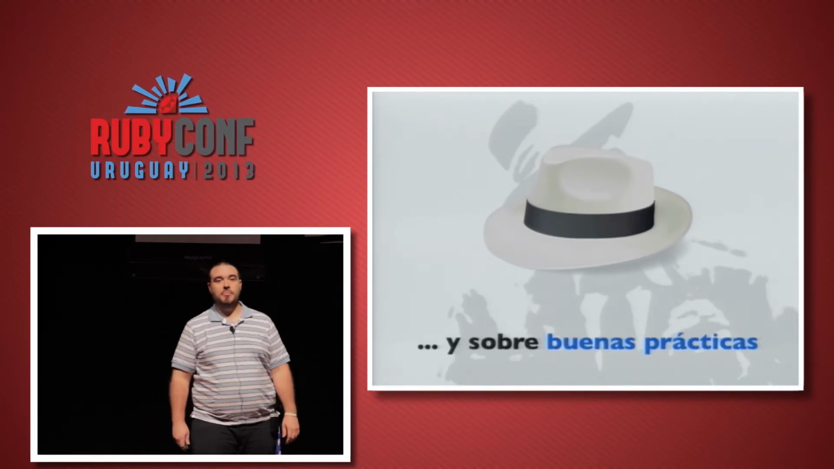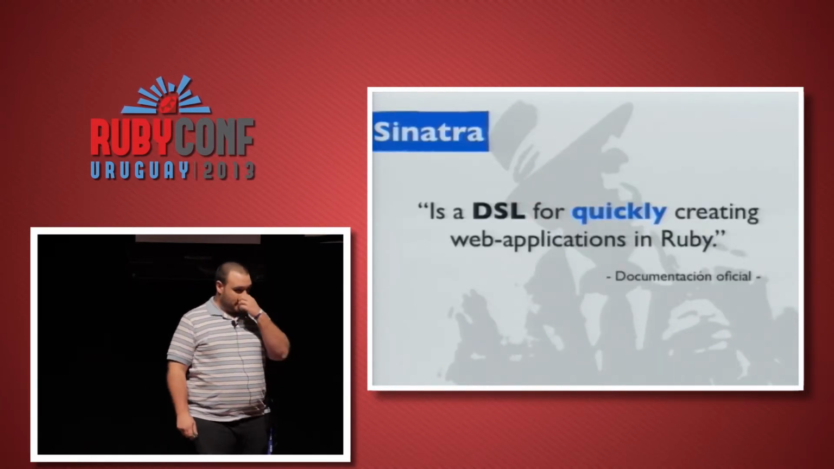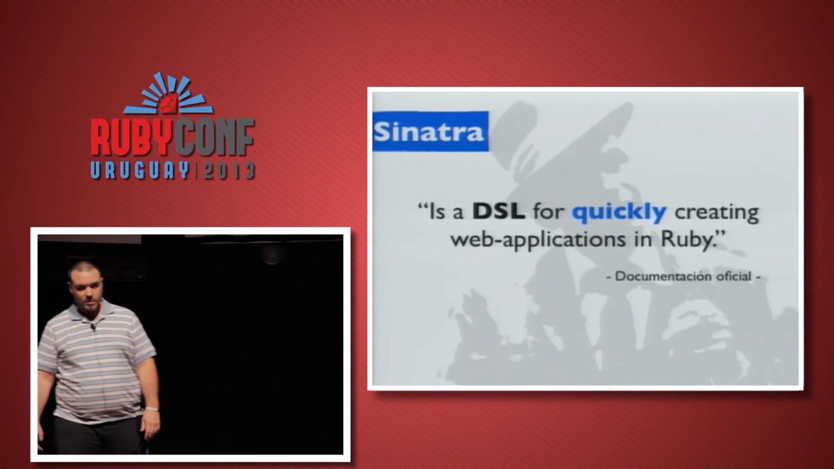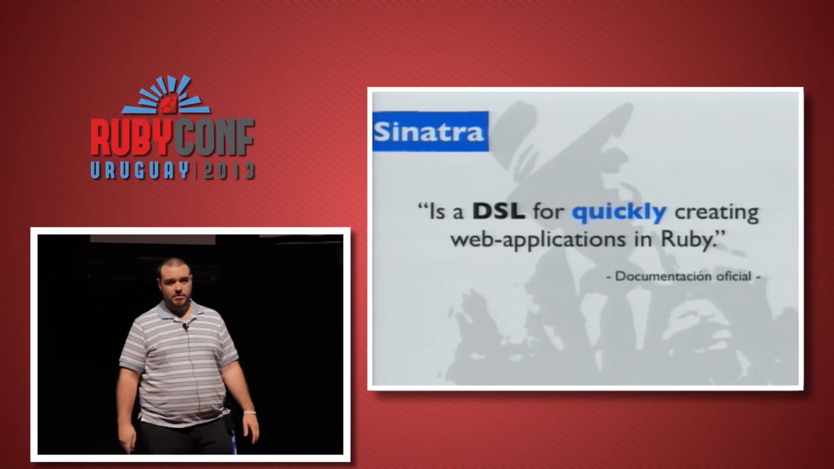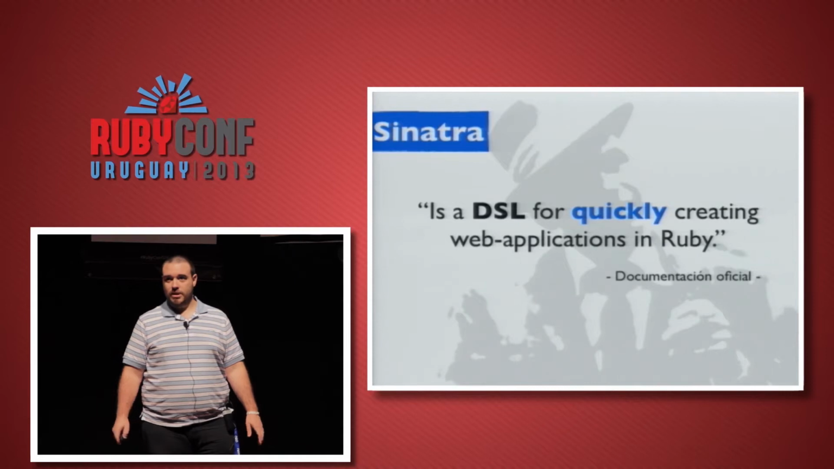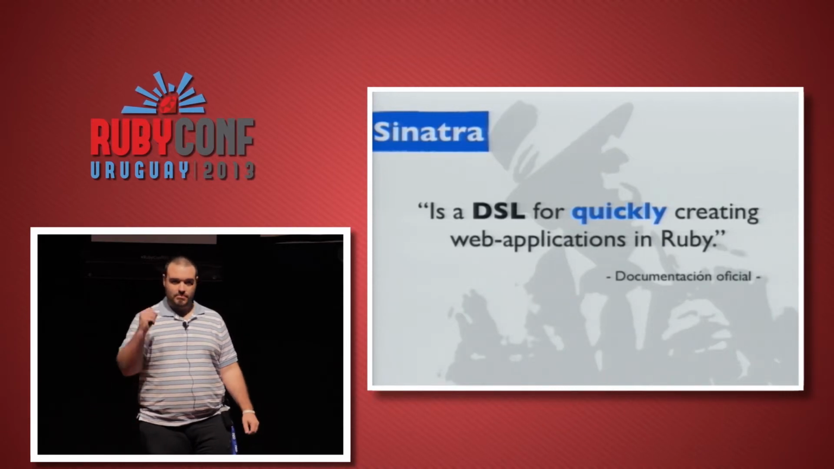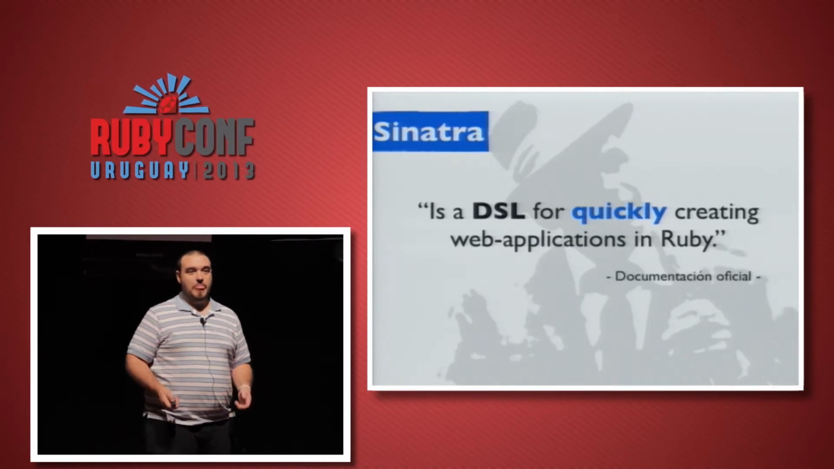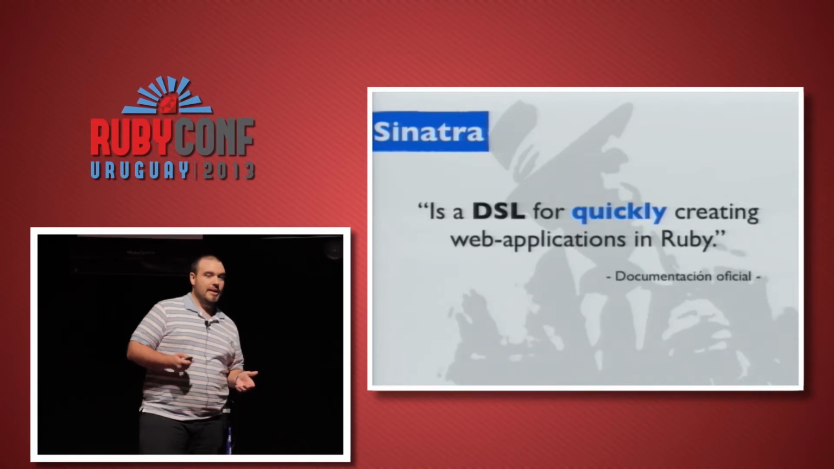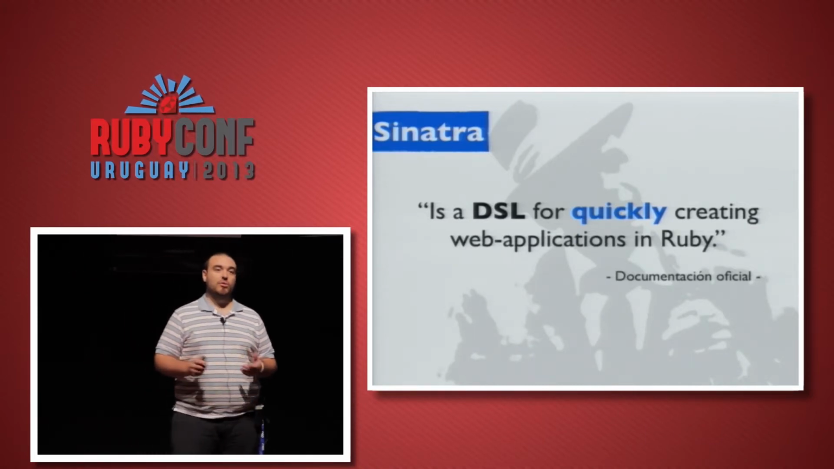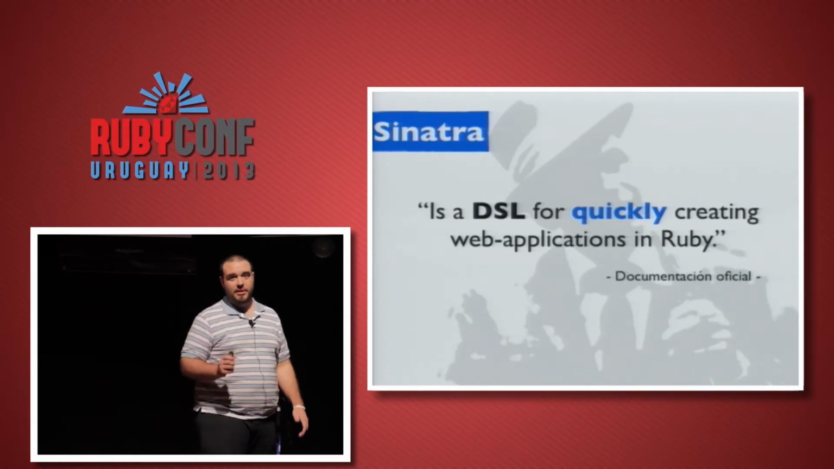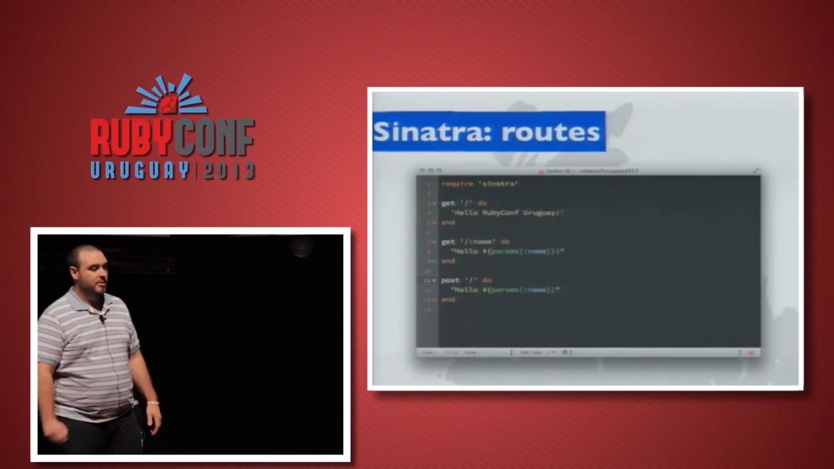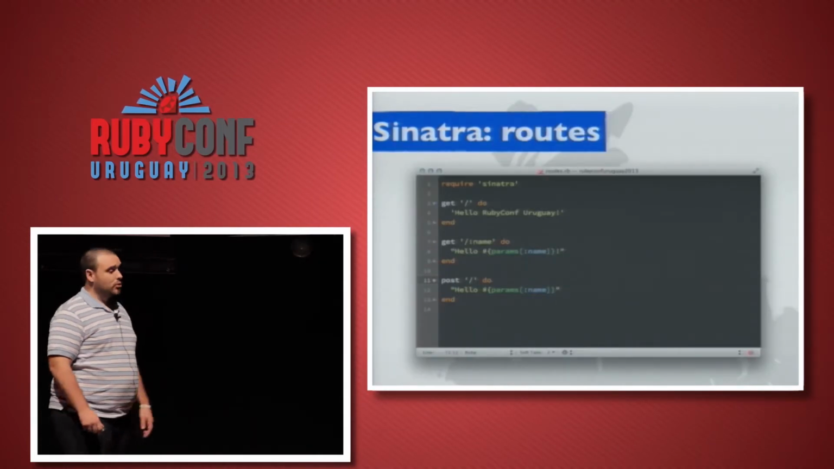So this talk is about Sinatra, but also about good practices. Sinatra, as you may be aware, is a DSL for rapid web applications. Is there anybody who doesn't know Sinatra? Everybody knows Sinatra. Somebody doesn't know Sinatra? A DSL is a language created on purpose to solve a specific problem. That's what Sinatra is. It's a DSL for solving problems of creating web applications quickly.